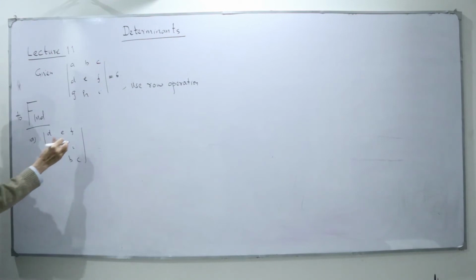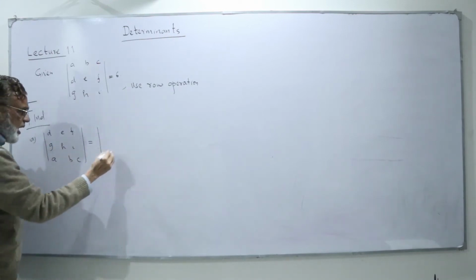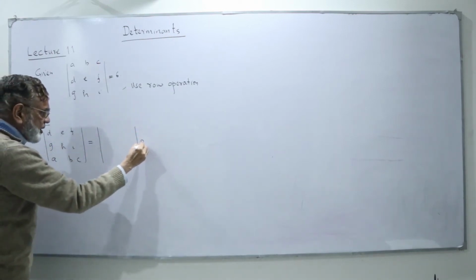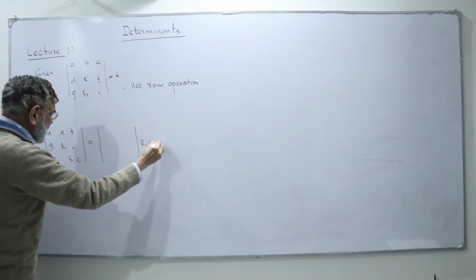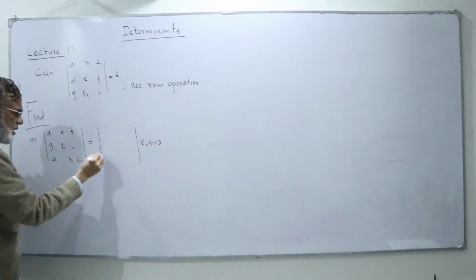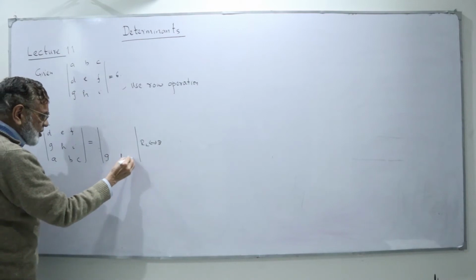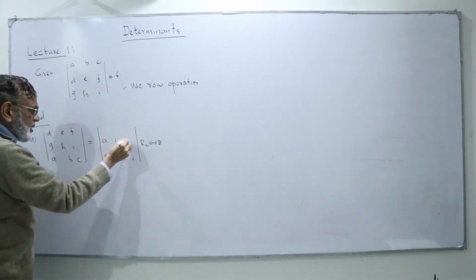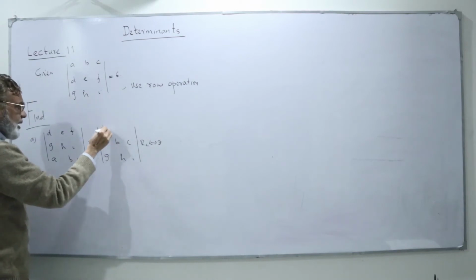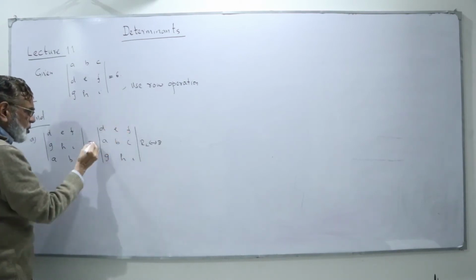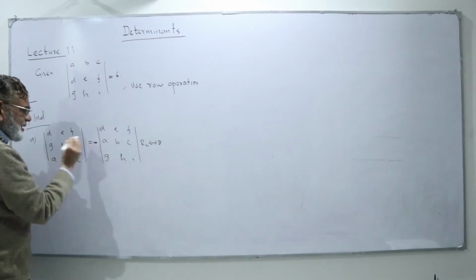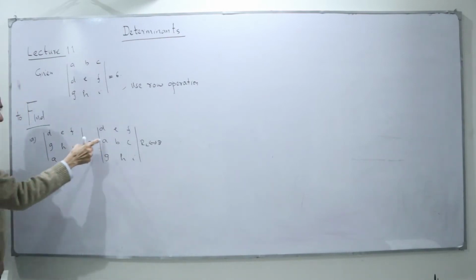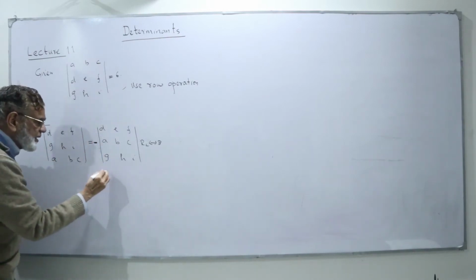So interchange these two. I interchange R2 and R3, and I will get this, because this must come to the last. We get G, H, I as the last row here. I get A, B, C as the second row, and we get D, E, F. When I interchange two rows, I get a minus sign. So now I want to bring this one on the top.